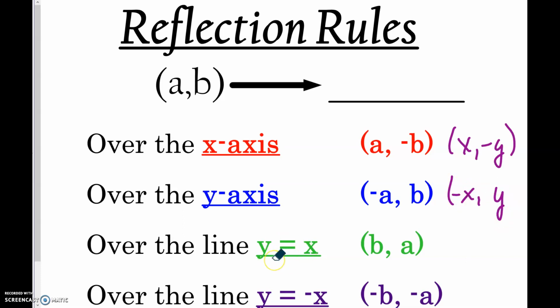When we reflect over the y-axis, I said y stays the same and we get the opposite of x. When we reflect over y equals x, so when it was going like this, I said that they switched spots so that it was y comma x. So I used x's and y's and they're using a's and b's.